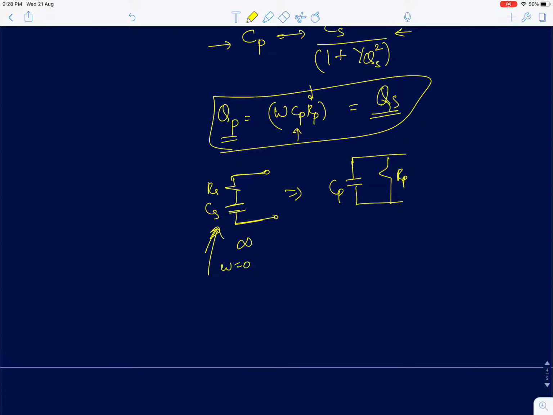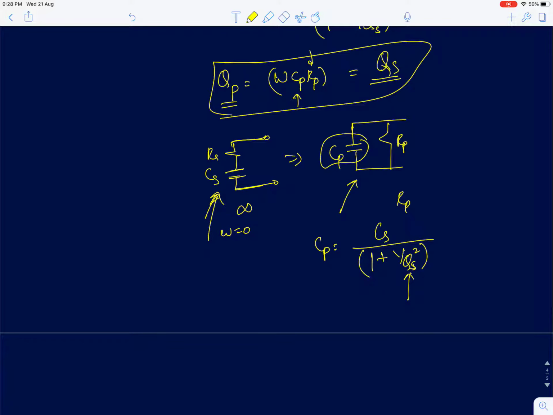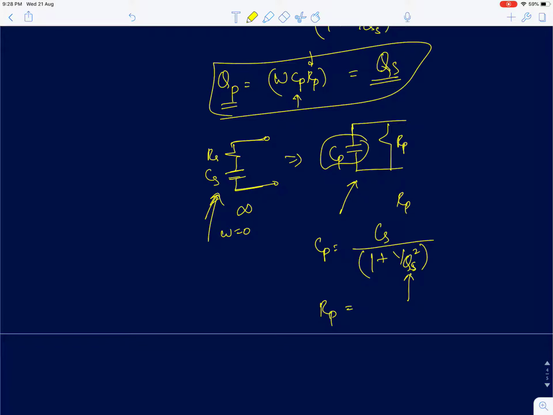At omega equals 0, for a series RC it's infinity. But when you look at this network, at DC it's simply equal to RP, because this capacitor just opens up. But then you have to understand your CP is actually CS by 1 plus 1 by QS square. It's a frequency dependent capacitor, and QS actually depends upon frequency. Therefore, it's a frequency dependent capacitor. Okay. And similarly, RP also is a frequency dependent resistor. It's not just a pure resistor, but a frequency dependent resistor.